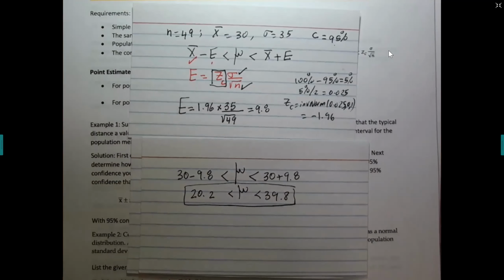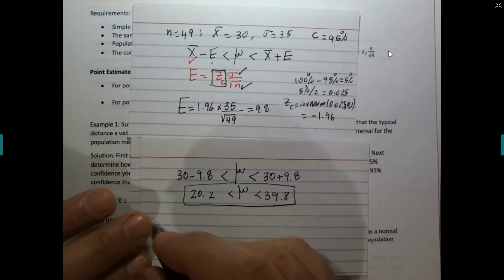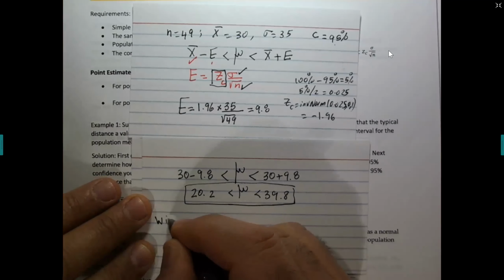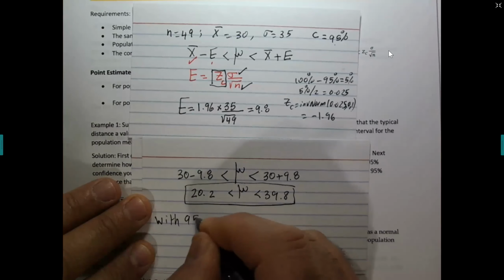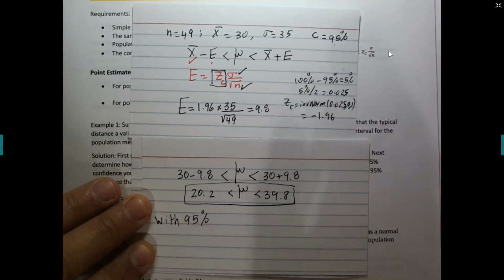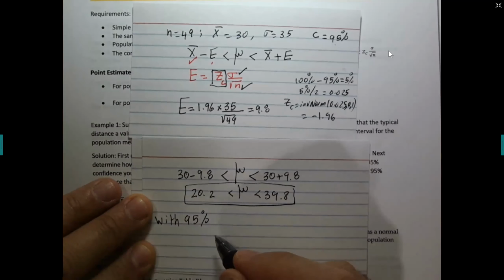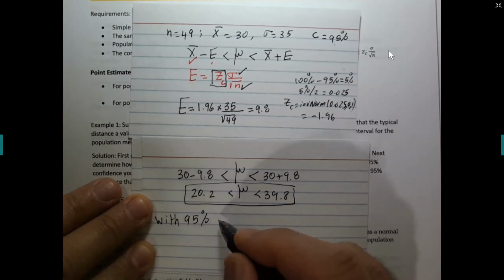Now he's going to ask you for interpretation. You're going to learn, guys, how to express yourself in writing. How would you write your results to a reader, someone who doesn't know much statistics? Here's what we write. You say, with 95% confidence. This is the language, guys, don't change it. This is the language of the book. You can say we are 90% confident, or you can say with 90% confidence.